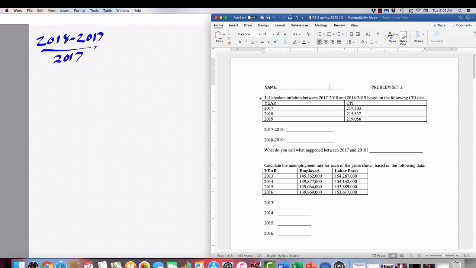So we take the new CPI, which is 2018, minus the old CPI divided by the old CPI and multiply that by 100. So in 2018, we have 215.537. And then in 2017, we had 217.303. Divide that by 217.303. We're going to multiply that by 100 to get our answer.